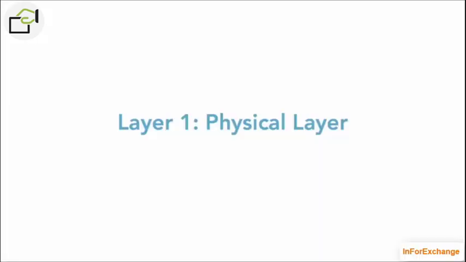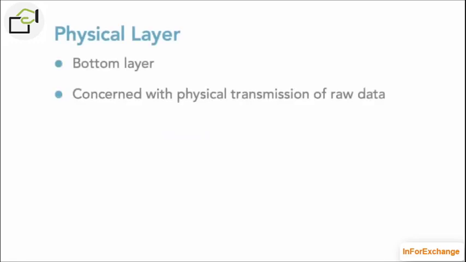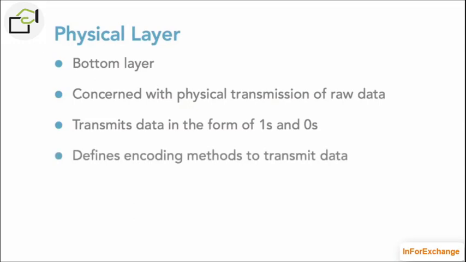Now we've talked generally about the OSI model, let's go ahead and talk about the specific layers of the OSI model. First, I'd like to talk about layer 1, or the physical layer of the OSI model. The physical layer of the OSI model is the bottom layer, and is concerned with the physical transmission of raw data across a network. This data is transmitted in the form of ones and zeros, otherwise known as digital transmission.